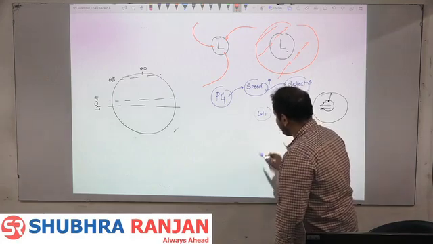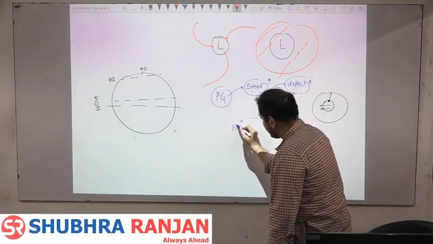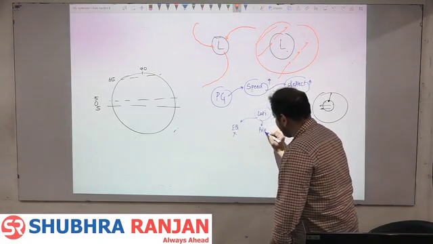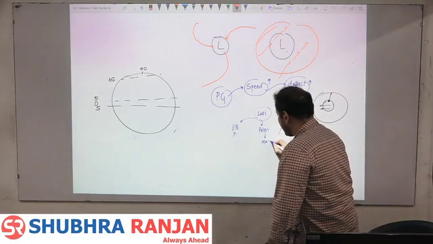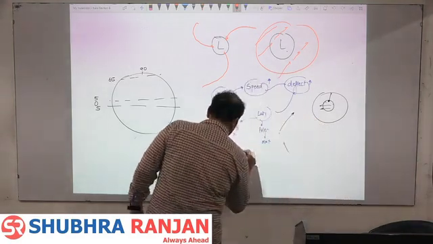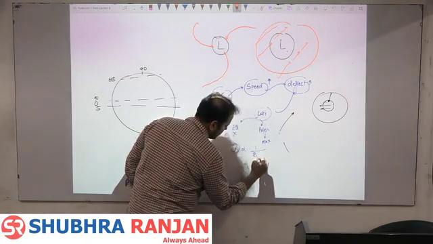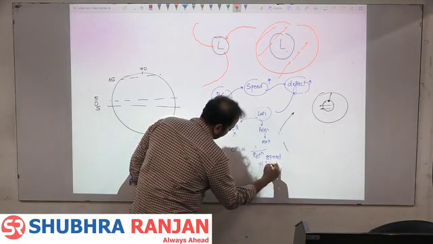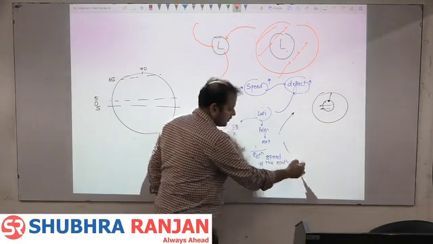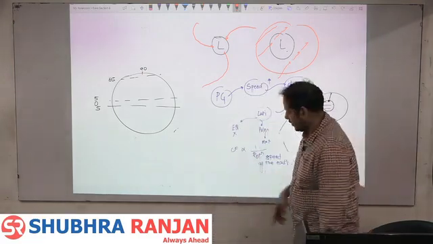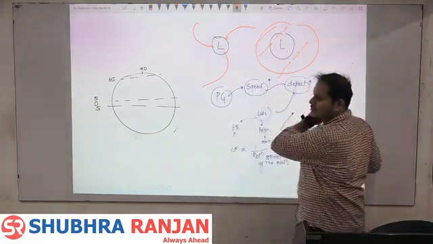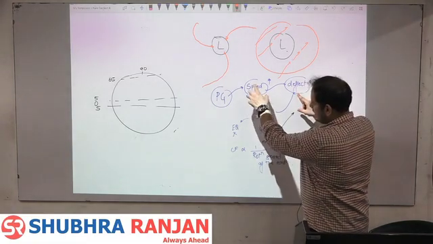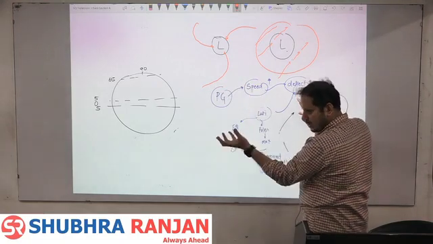Latitudes mein, agar equator ke paas hai, to minimum deflection. Agar poles ke paas hai to maximum deflection. Why? Because Coriolis force is inversely proportional to the rotational speed of the earth. It is inversely proportional to the rotational speed of the earth. This factor and this factor are totally independent. What you are doing, you are confusing between these two factors. Ye factor totally independent hai, ye factor totally independent hai.